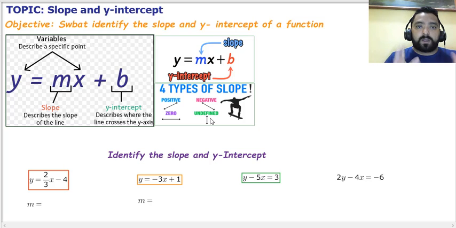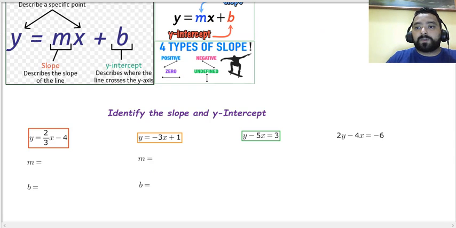Because when you graph the functions, you're going to have different positions. It can be increasing, decreasing, horizontal, or undefined. So I have some examples here about linear functions. Remember, this is the form of the function, like the formula, but it's not the formula. It's y equals mx plus b.